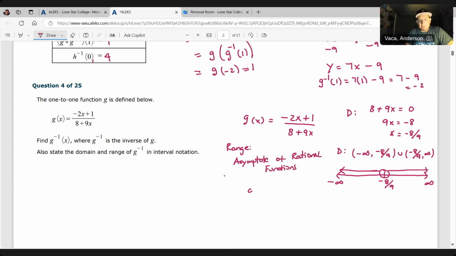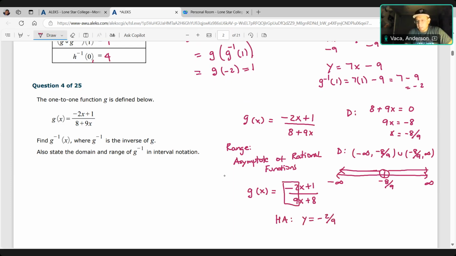So when we have g of x, and I'm going to write it like so, negative 2x plus 1 over 9x plus 8, we were looking at the degree or the exponent on the variable x's. Since they have the same degree, then the horizontal asymptote for this rational function will be y equals negative 2 over 9.